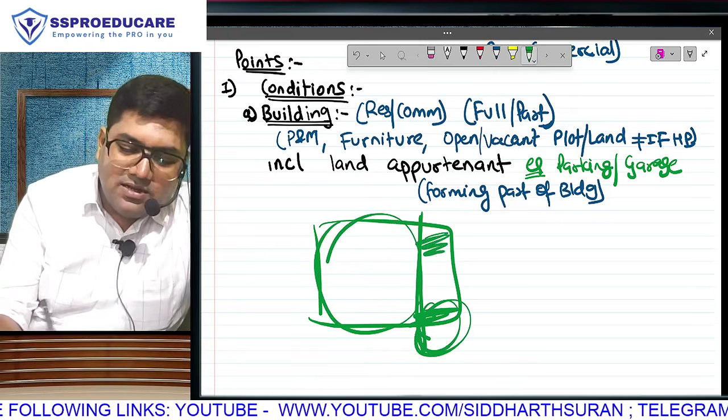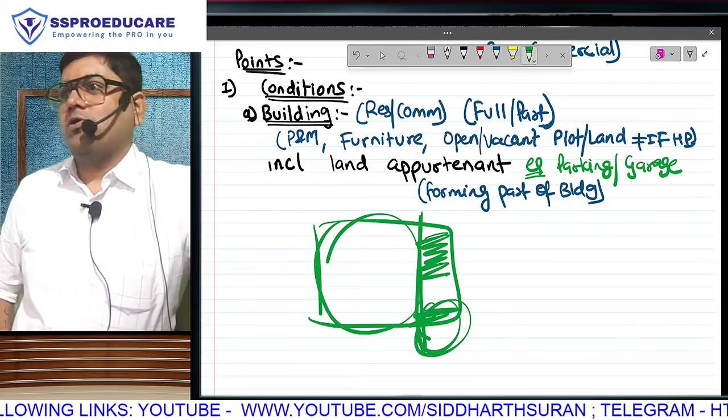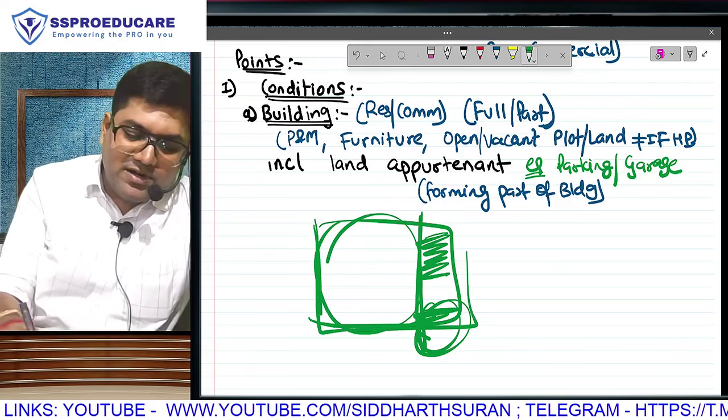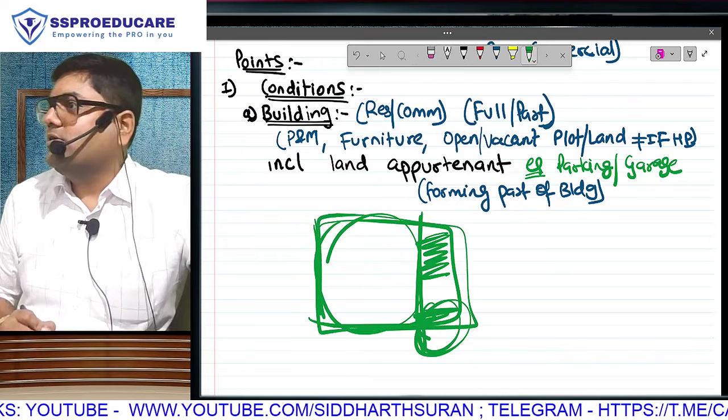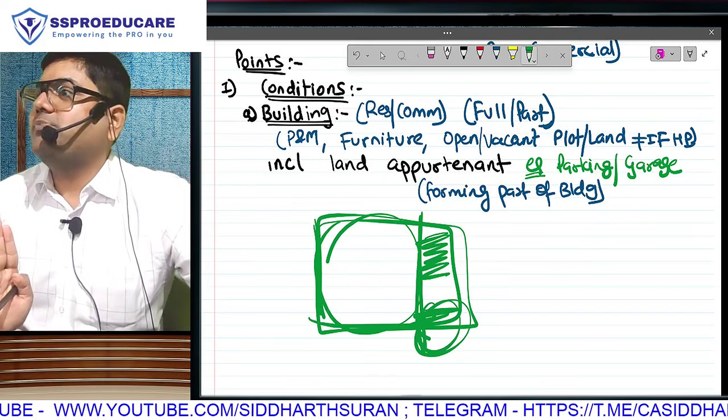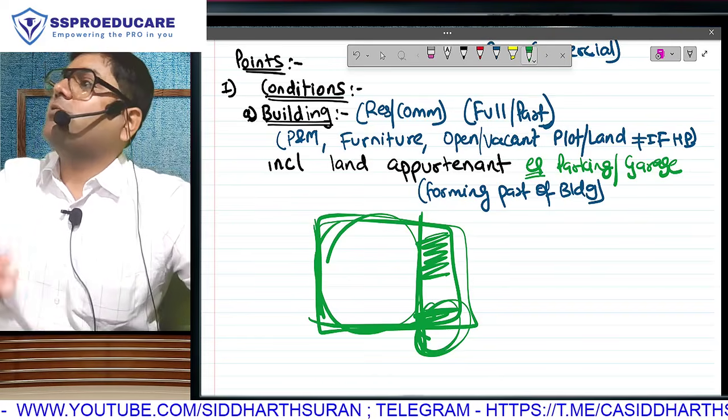So this land is a part of this bungalow, this plot. So if we give it on rent, we will give the entire structure on rent, no? Including that parking space. It is still going to be considered as building because this land is forming a part of the building.